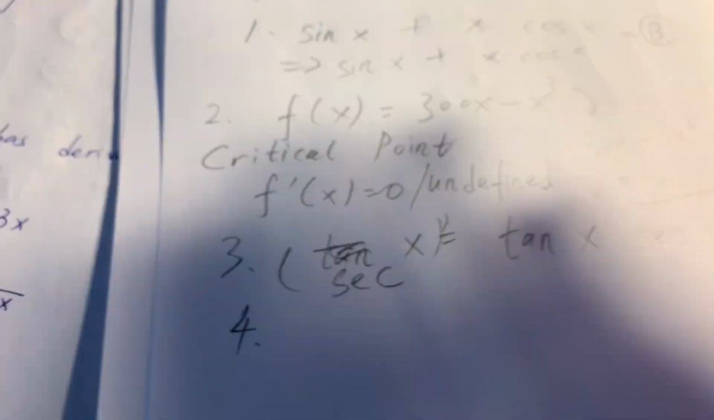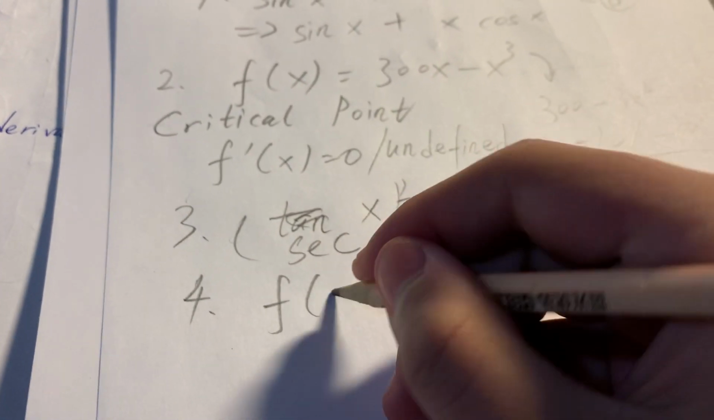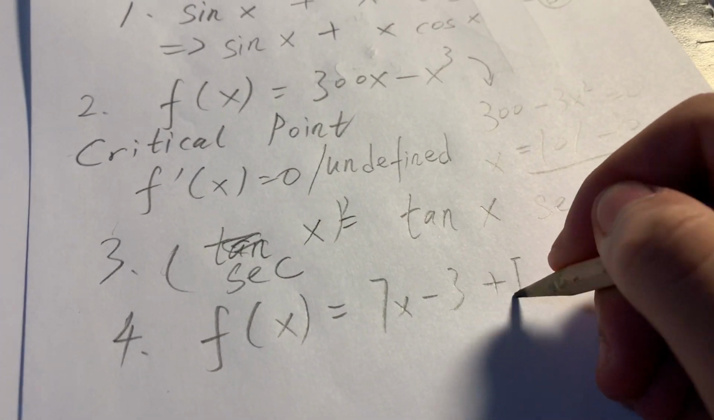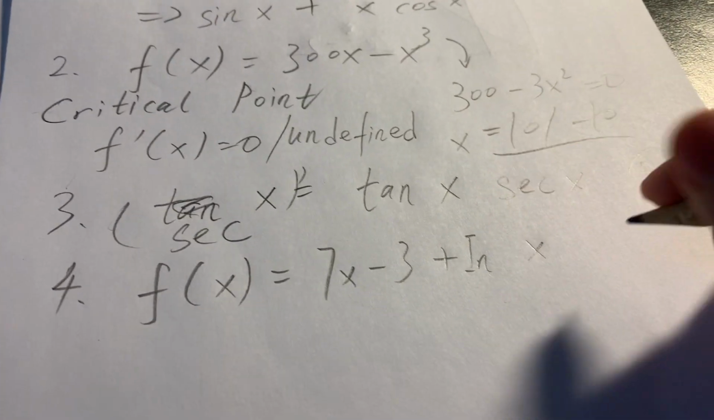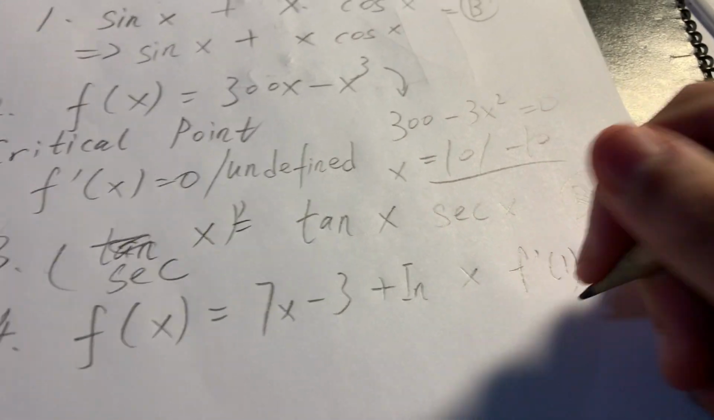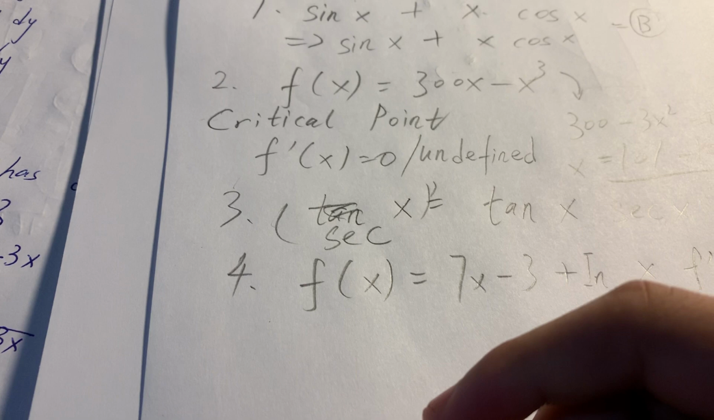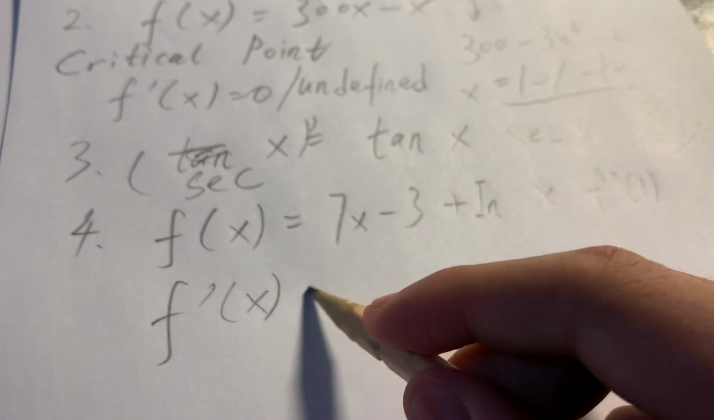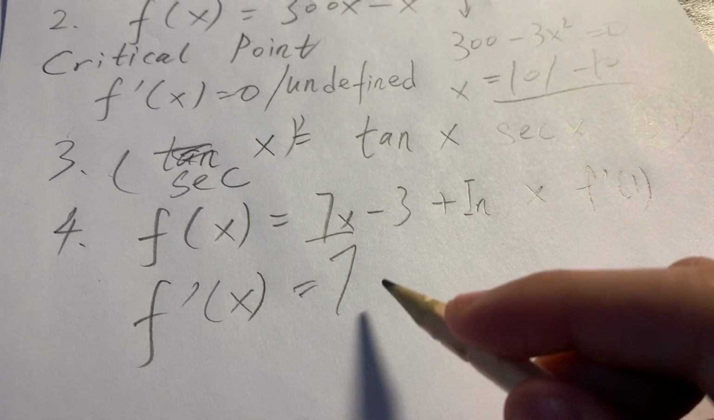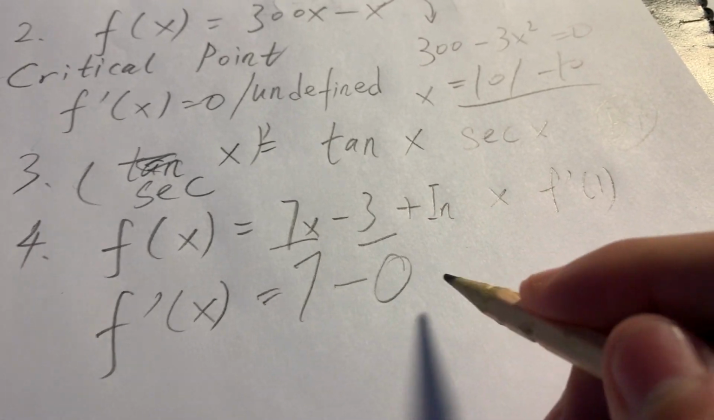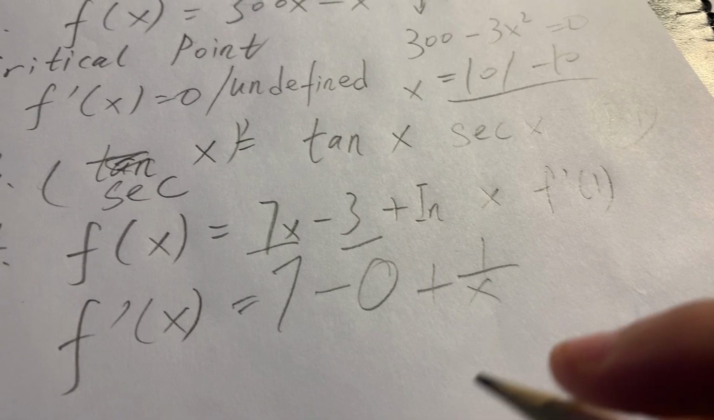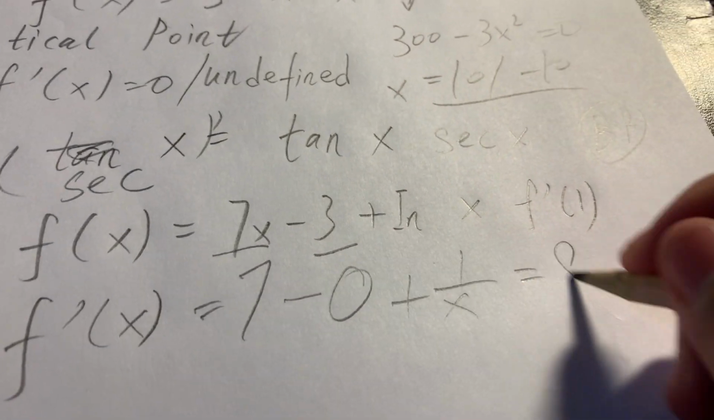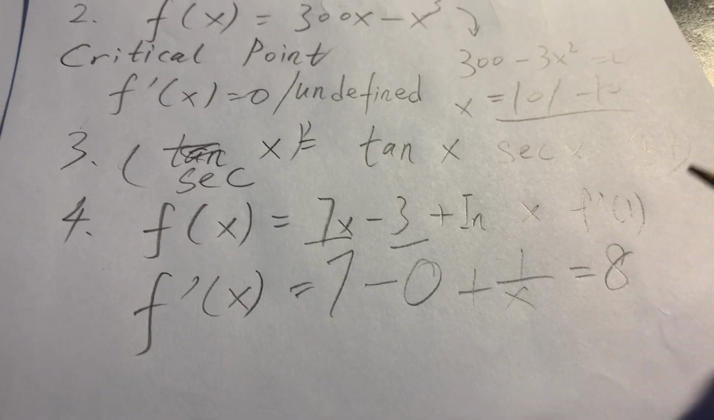Problem 4. It requires us to find f prime of 1. In this case, we first need to find the derivative. So the derivative of 7x is 7. The derivative of 3 is 0. The derivative of ln x is this. So the answer should be 7 plus 1, which equals 8, which refers to E.